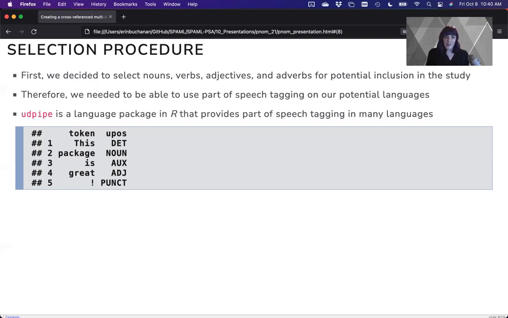There's a really great package called UDPipe in R that will provide you part of speech tagging and more in many languages. So I've just provided an example here of the output, a simplified version of the output that UDPipe provides, and I can easily grab now the nouns, adjectives, adverbs, and verbs from a corpus set.